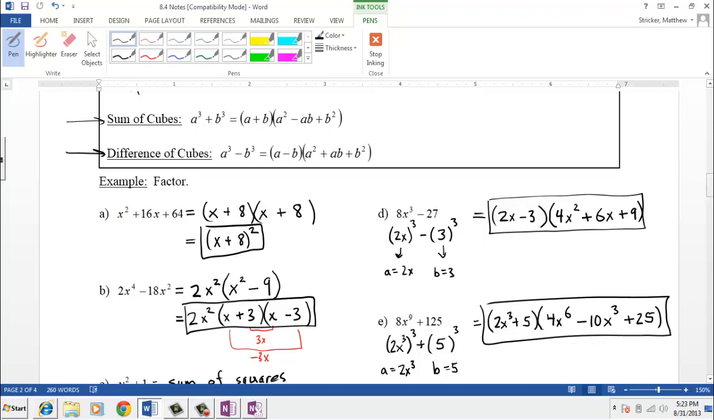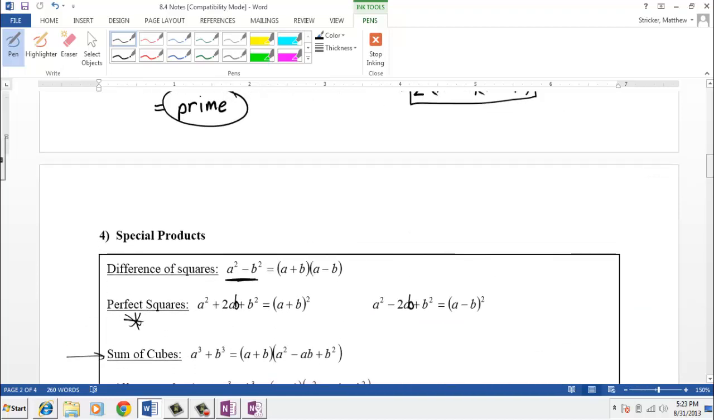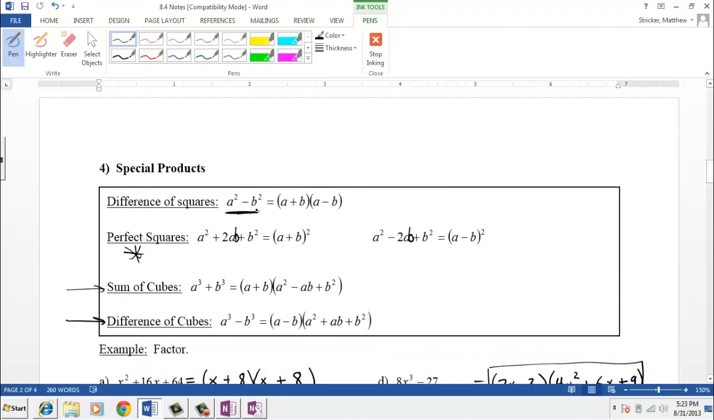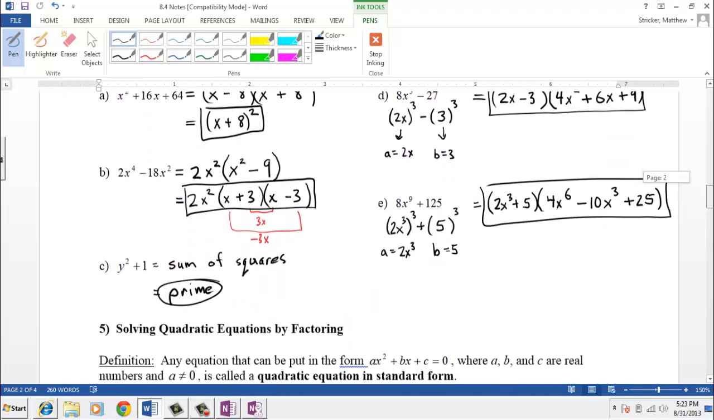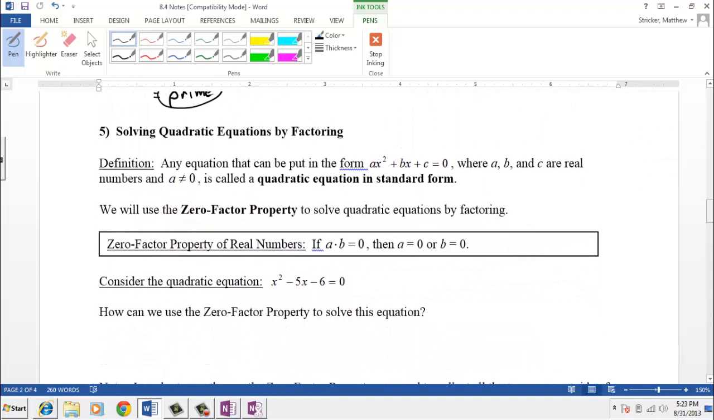One thing I want to point out in this section is there are 3 different examples where we factor when we have two terms. We have a difference of squares, a difference of cubes, and a sum of cubes. Anytime you have two terms, it's going to be one of those 3 examples. So now that we've covered factoring, I want to move on to solving quadratic equations by factoring.